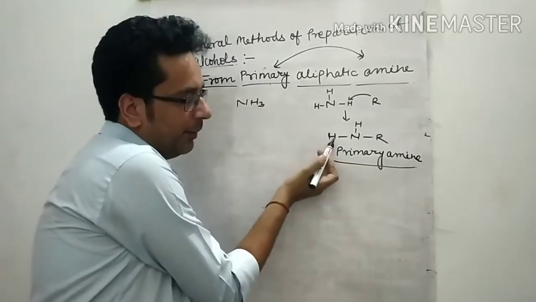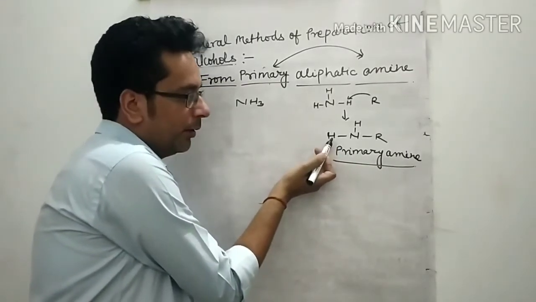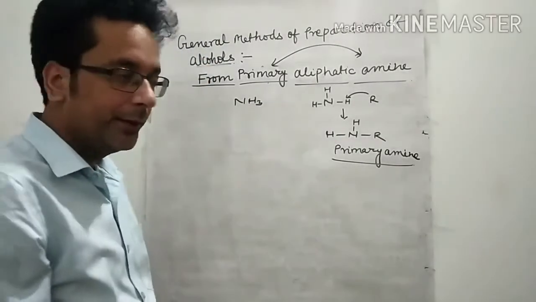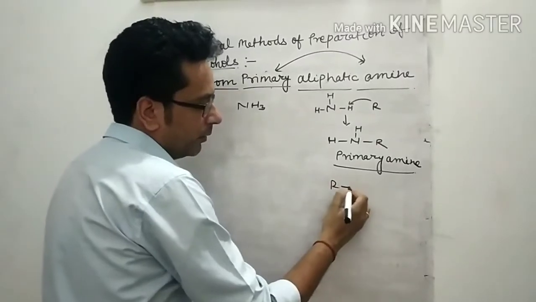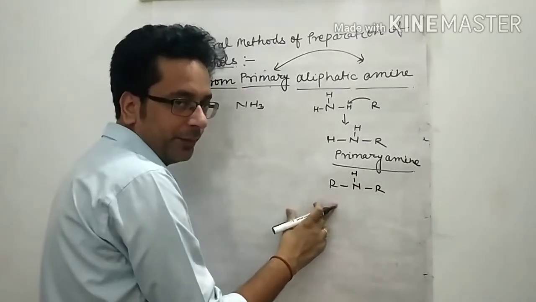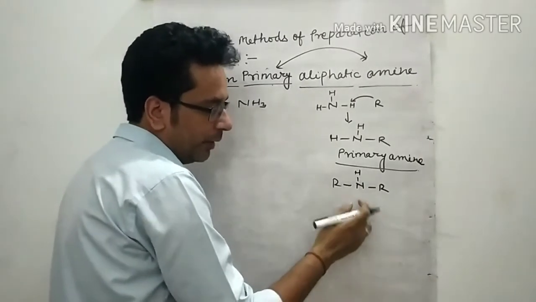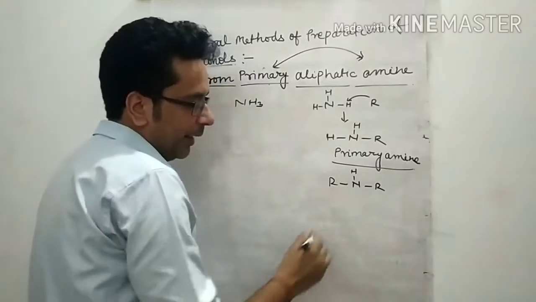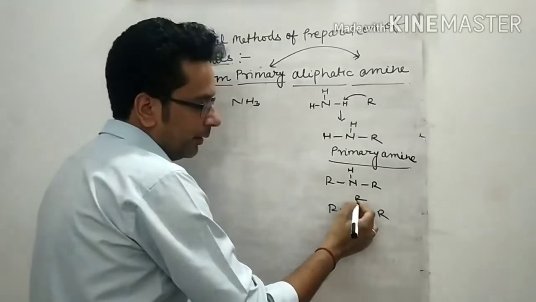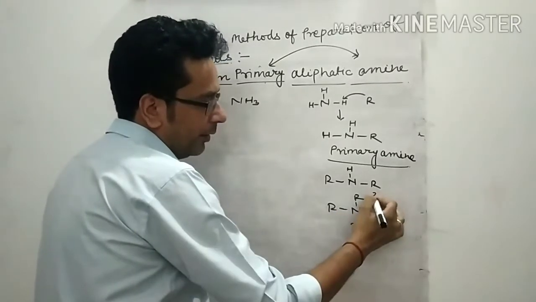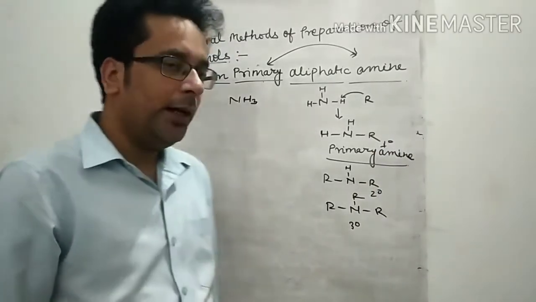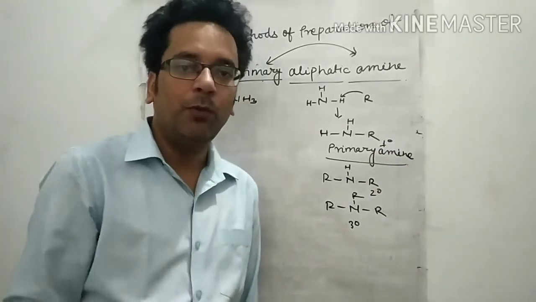Now if we replace another hydrogen, then what happens? Then there is formation of secondary amine. Look here, this is secondary amine. And if we remove this hydrogen, then there is formation of this, and this one is the tertiary amine. 3 degree, 2 degree and 1 degree. It means amines are derivatives of ammonia.